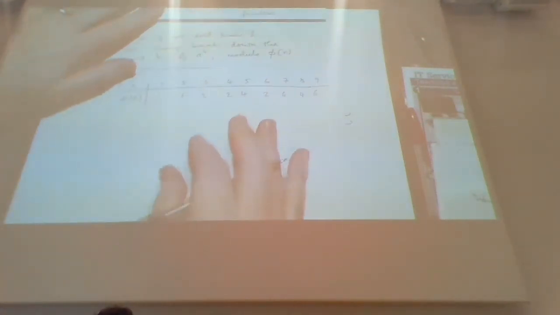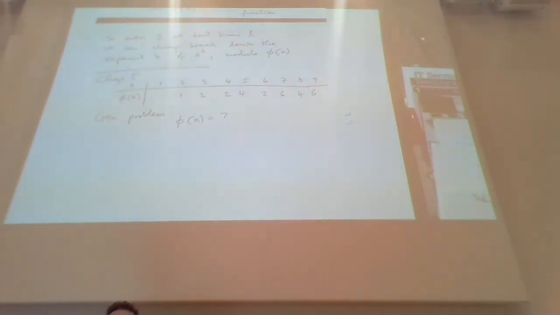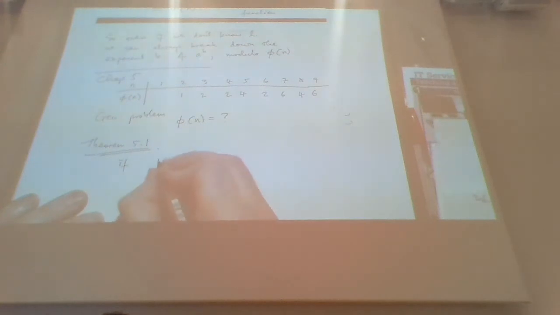So the general problem here is, phi of n equals what? Is there a good way to calculate phi? Well, there kind of is. Theorem 5.1, which is the main goal of this chapter, gives us a simple enough formula for phi of n.